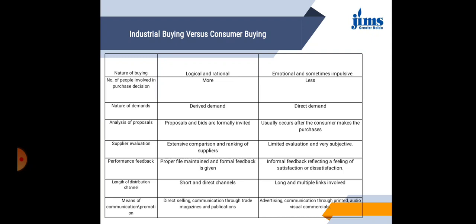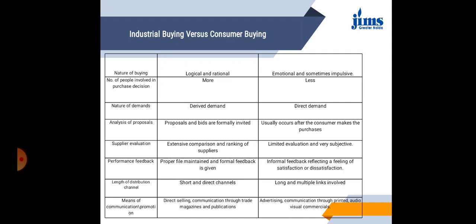Then analysis of proposals. Usually industrial buying happens with a lot of proposals and bids formally invited, analyzed, evaluated, and then final decision is taken. While if I talk about consumer buying, we do not go by all such decisions and proposals. We usually go to the markets or the store or shop and make a purchase.